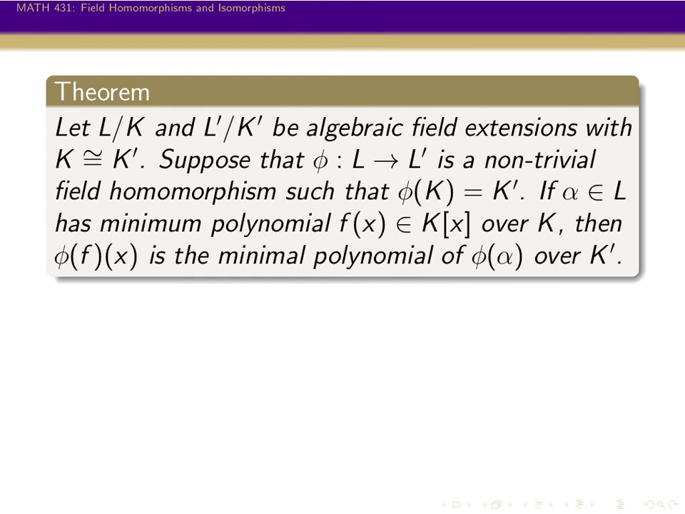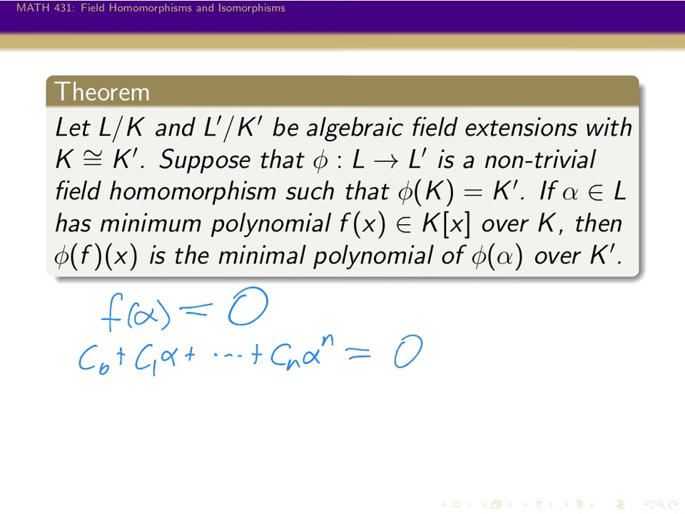Okay, so now let's tackle this. And again, the proof for this is going to be pretty quick. The proof is that we have f of alpha is equal to 0. And so f of alpha, this is c naught plus c1 alpha plus up to c sub n alpha to the n, is equal to 0. This is saying that the minimal polynomial f of x is c sub 0 plus c sub 1 times x up to there.